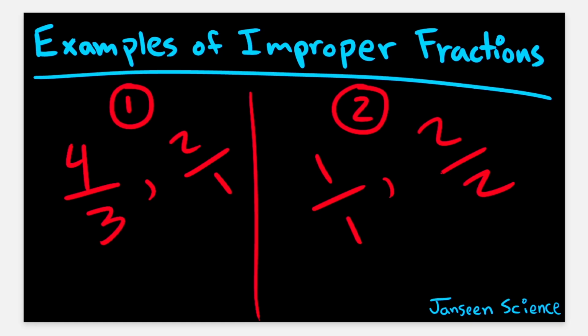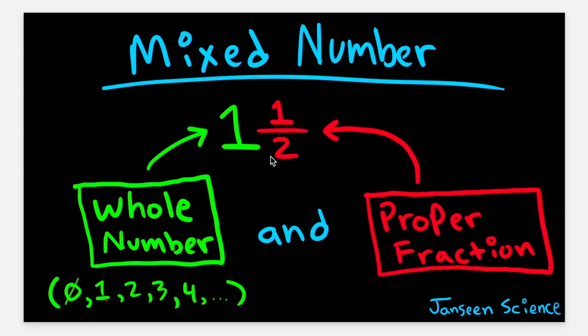Now, let's go ahead and talk about mixed numbers. So what is a mixed number? Well, a mixed number is a number that combines a whole number and a proper fraction. If you forgot what a whole number is, that's okay. I'm going to go ahead and explain what a whole number is. So a whole number is any positive number. It cannot be a negative. It needs to be any positive number that does not include a fraction or a decimal.